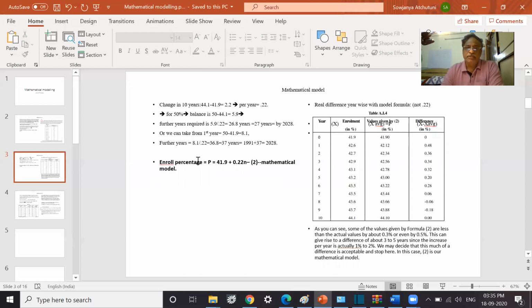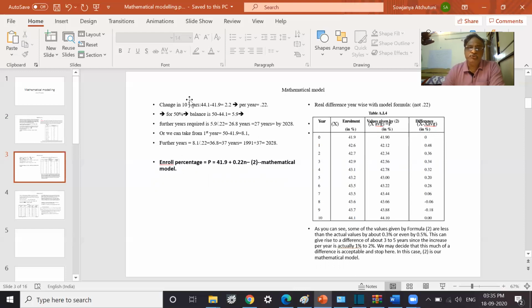So this is math. What is the percentage here? 41.9 is the value from 10 years back. So the model is 41.9 plus 0.22 into n. If I put n as 10, what does it become? 41.9 plus 2.2, that is 44.1. So further it will continue. This is my modeling formula.